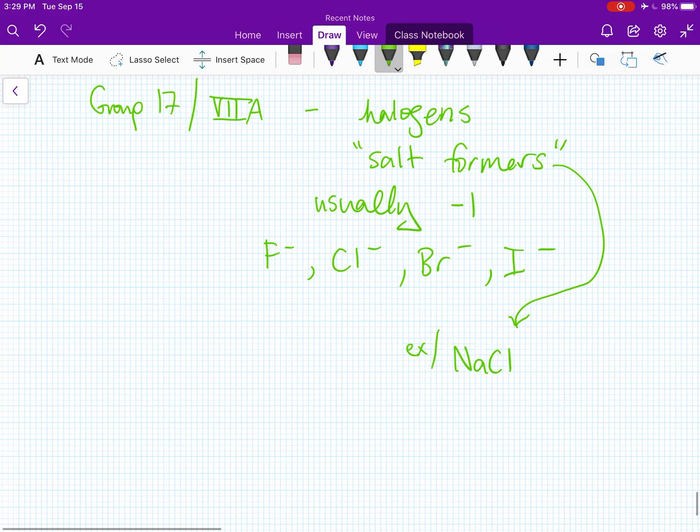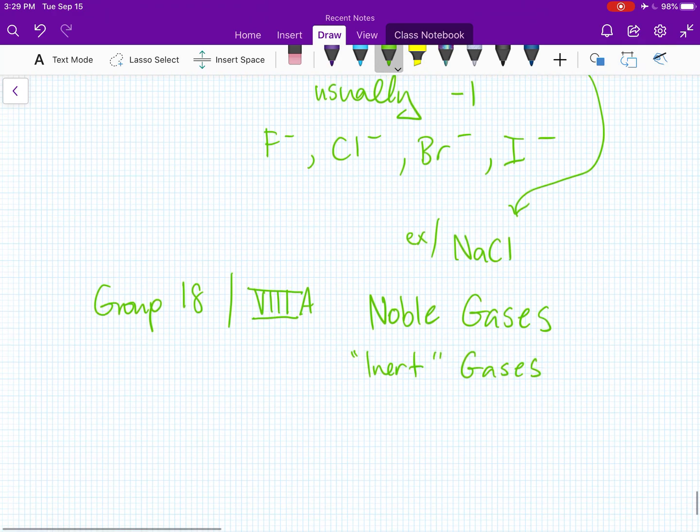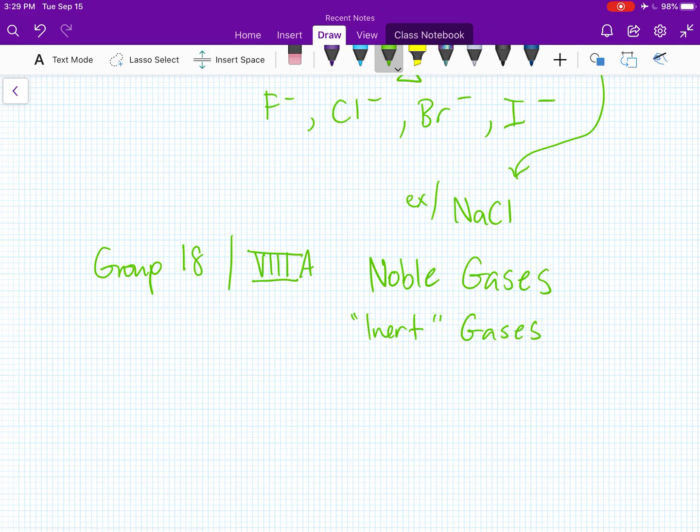Finally, the last group in the main group is group 18, also known as 8A. And that group are the noble gases. Sometimes you'll hear the noble gases referred to as the inert gases because they do not tend to form ions. They tend to be unreactive. They tend not to form ions. They don't want to ionize because they already have a very stable electron configuration.